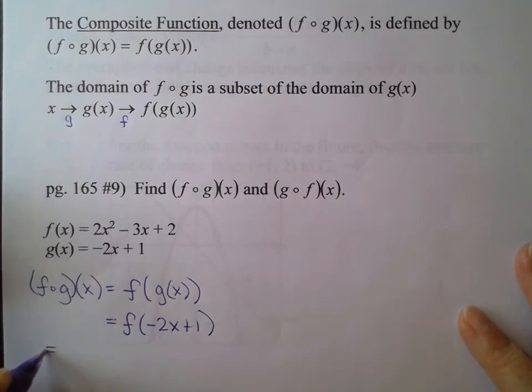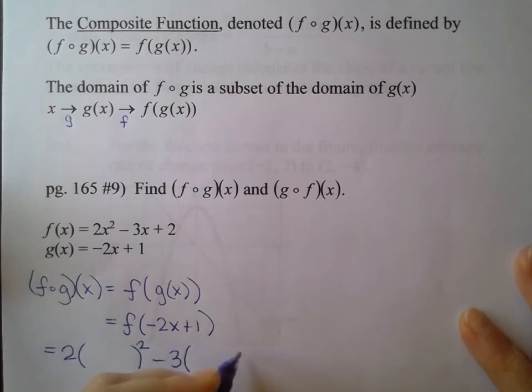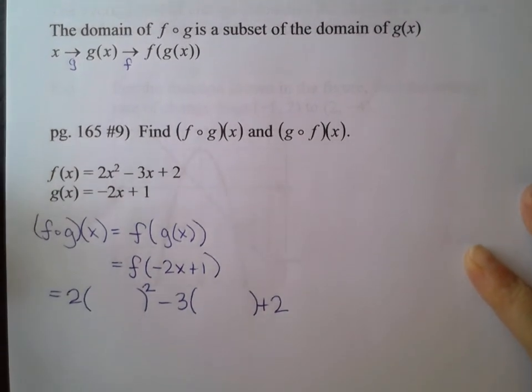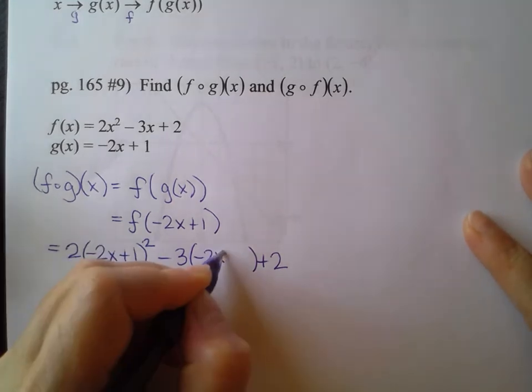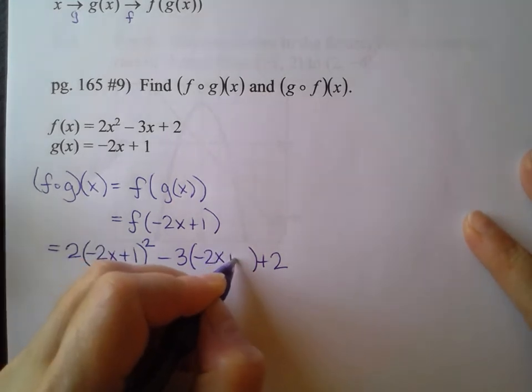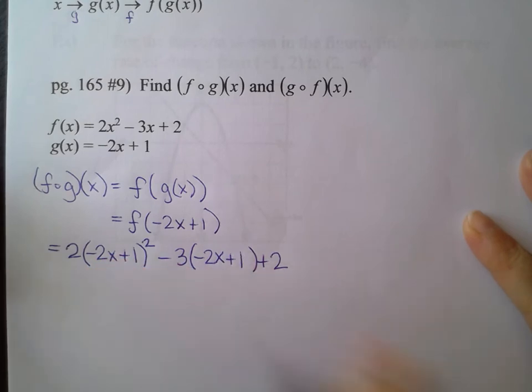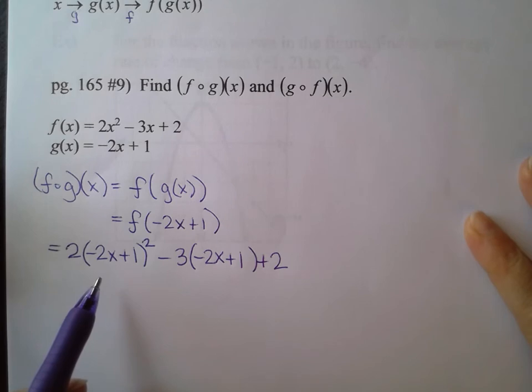Now I'm going to put this into the function f everywhere where there's an x. So I'm going to take the x out, and I'm going to use negative 2x plus 1 as the input in place of the x. So that's really the crux of the idea that we're doing, is this step. The rest is just making it look nice and simple.